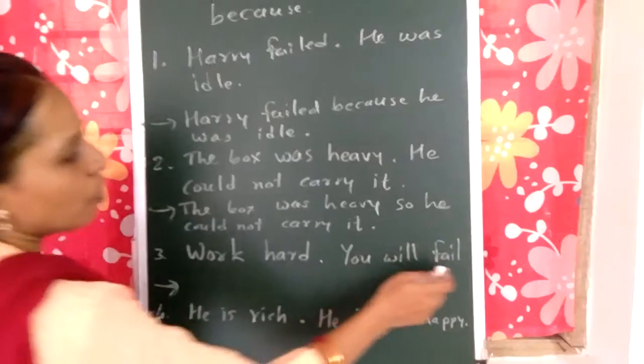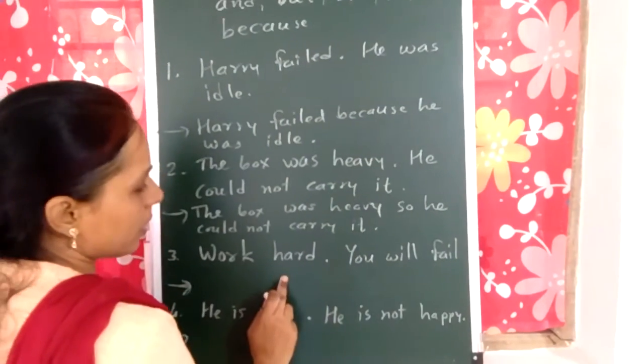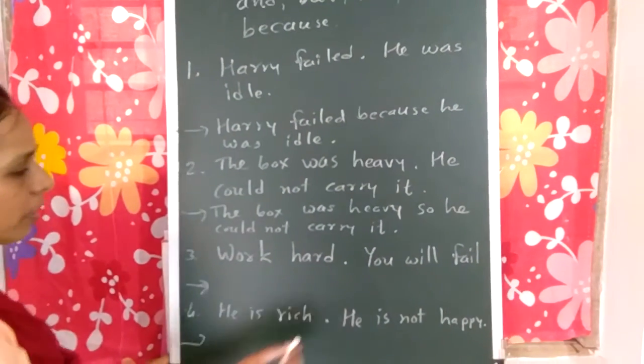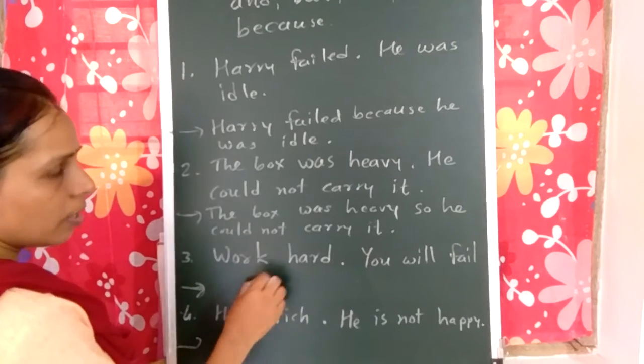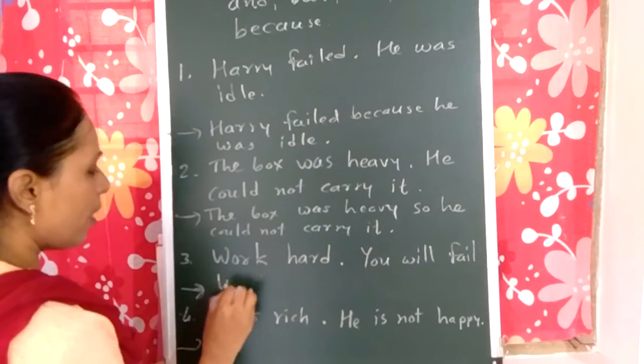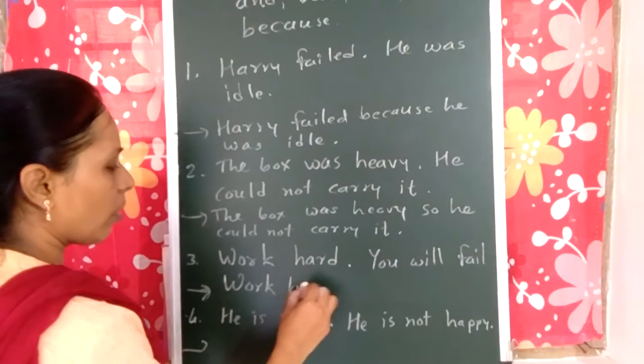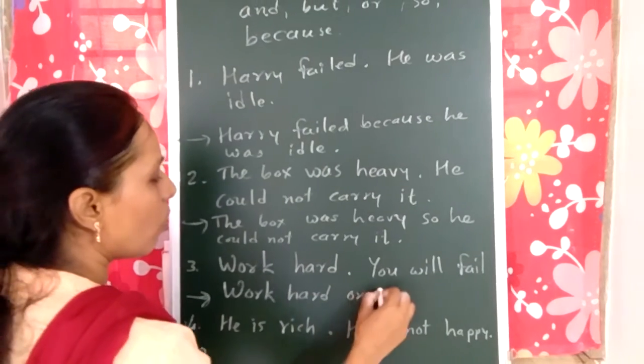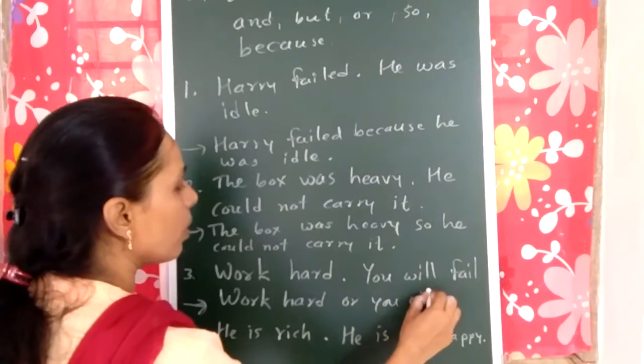Now third sentence. Work hard, you will fail. Here you have a choice. So we have to join with 'or'. Work hard or you will fail.